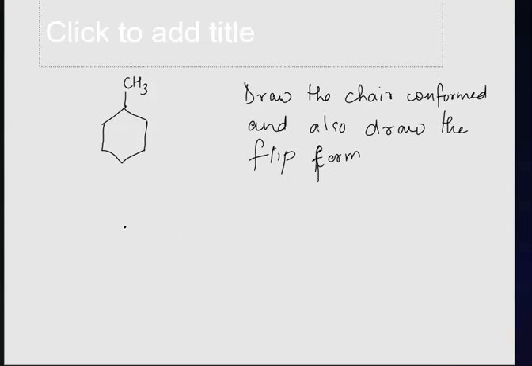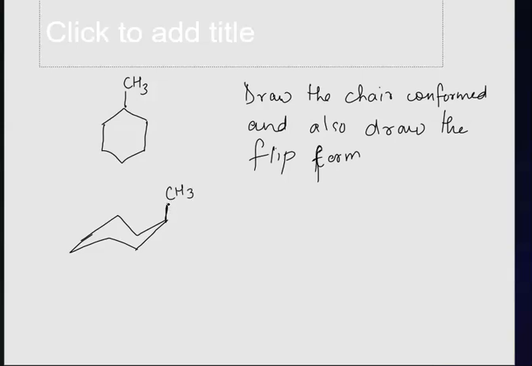Okay, so we'll start by drawing the chair conformer. Here is one of the chair conformers. Now this CH3 you can place anywhere in the molecule, because every carbon atom is the same. Since it is not telling you whether it is up or down, you can choose whether you want it to be up or down. So I'm going to put it up here.